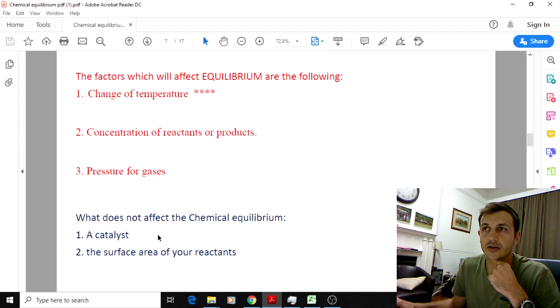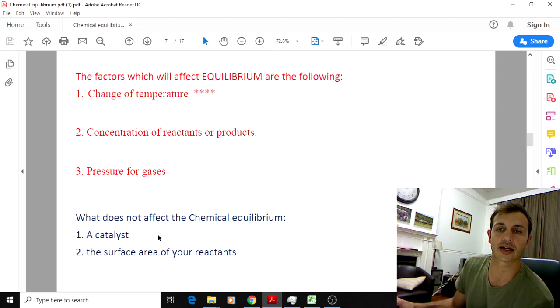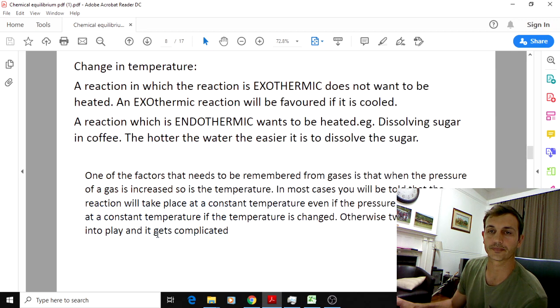Right, so catalysts, obviously, speed up the rate of a reaction, but both ways. They speed up the forward and the reverse reaction at equal rates. So it has no effect on the equilibrium. So let's have a look at how these factors affect equilibrium. The first thing we'll have a look at is a change in temperature.